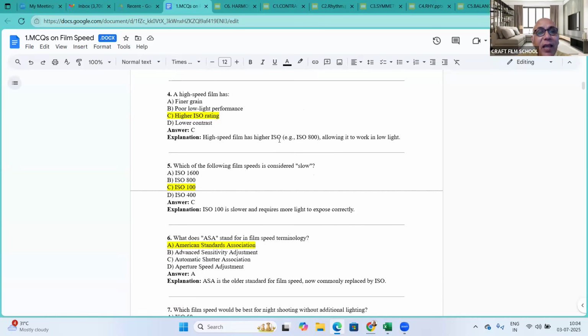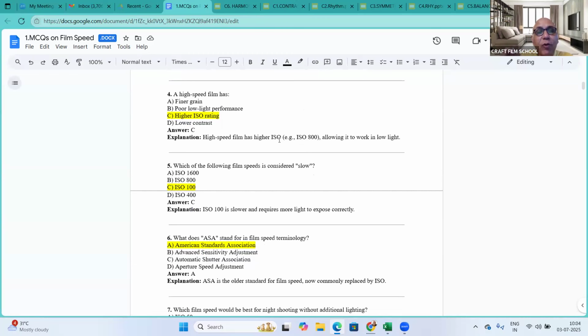So high speed film has finer grain? No. Poor light performance? No. Higher ISO rating? Yes. Lower contrast? No, it will be high contrast. One of the problems with high speed film is that the contrast becomes higher if you take a photograph with a high speed film.